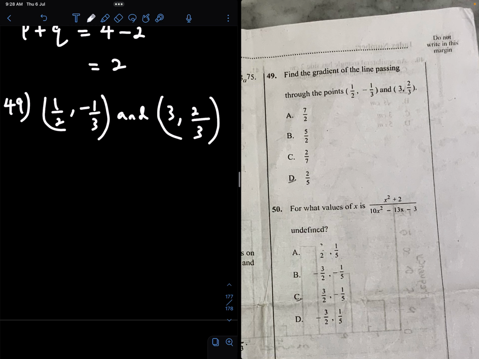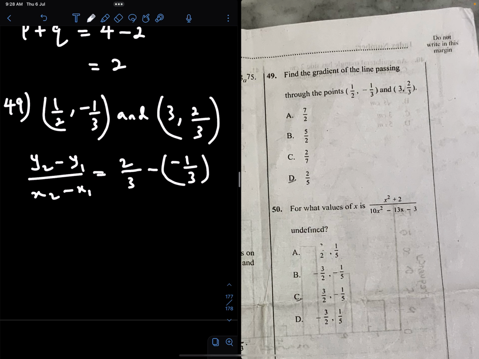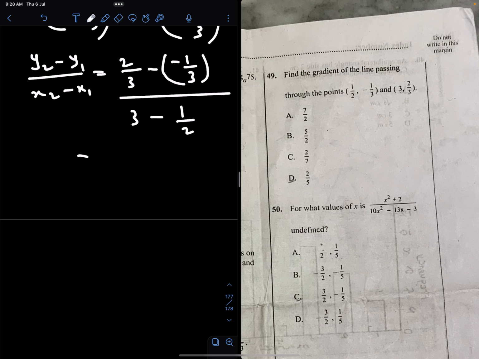So the gradient is y2 minus y1 over x2 minus x1, and that's equal to y2, which is 2 over 3, minus y1, which is minus 1 over 3, all over x2, which is 3, minus x1, which is 1 over 2. And that simply means 2 over 3 plus 1 over 3, which is 3 over 3.